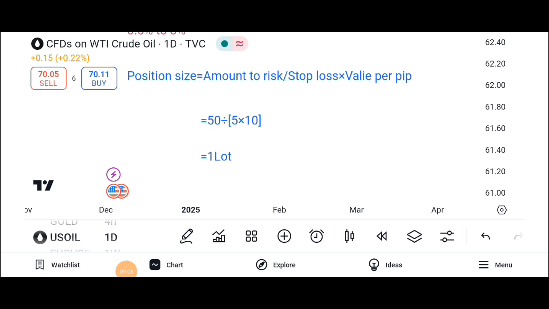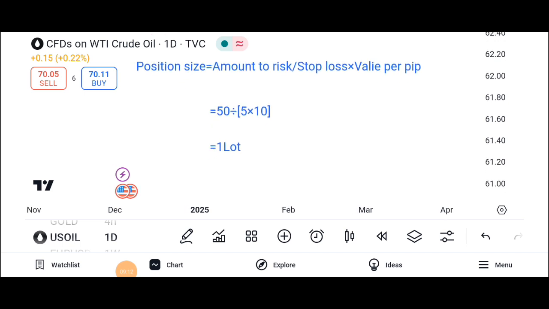Okay, mostly, but we shall see how we can actually use the other cross pairs as well. So the value per pip, you can use for other cross values as well. As long as you know the value per pip of your pair, you can still use this formula.